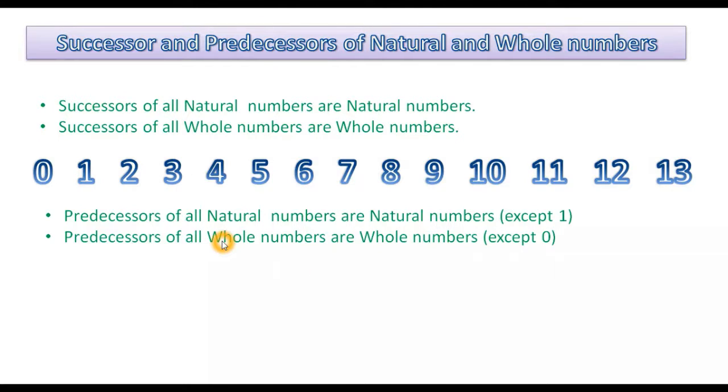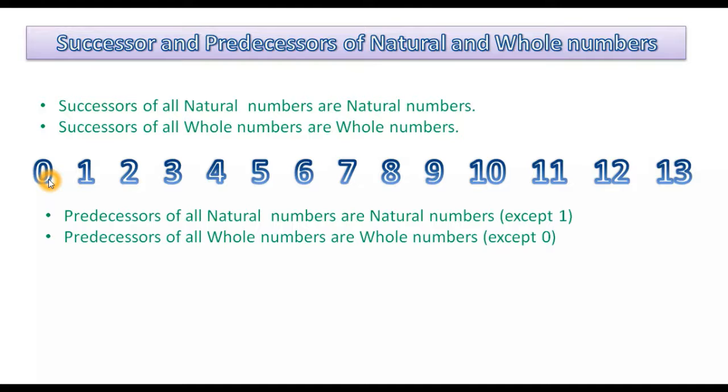What about the predecessor of whole numbers? Do you think the predecessor of whole numbers would be a whole number? No. That is because when you look at 0, what would be the predecessor of 0? What exists before 0? Before 0 exists the negative numbers, about which you will study later in your higher classes. But for now, you should just know that before 0 comes the negative numbers.